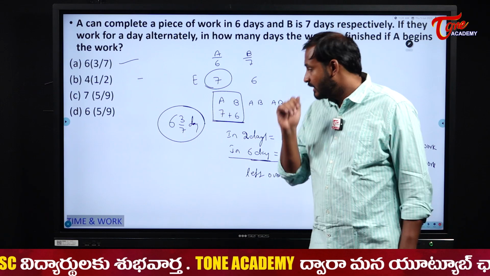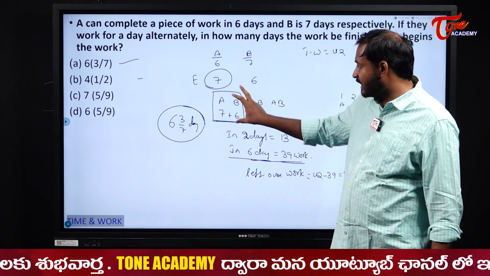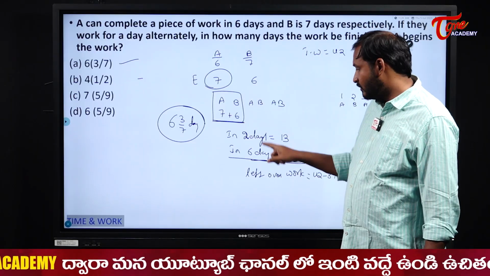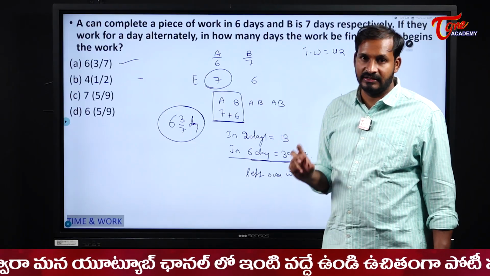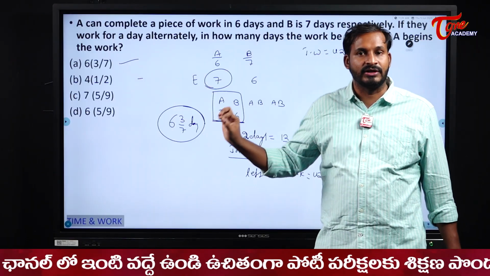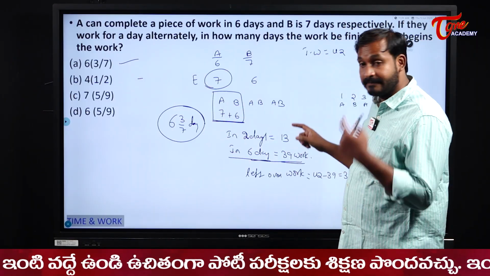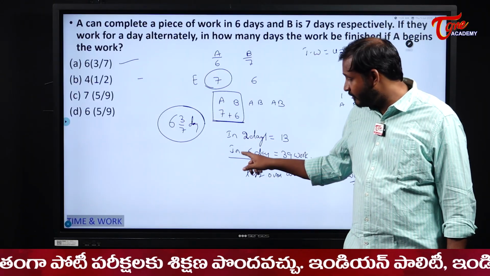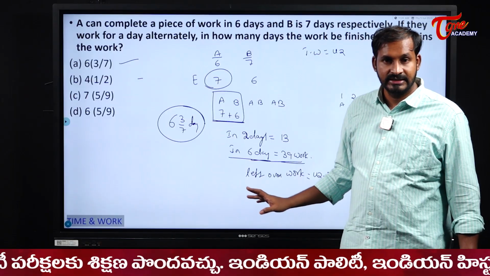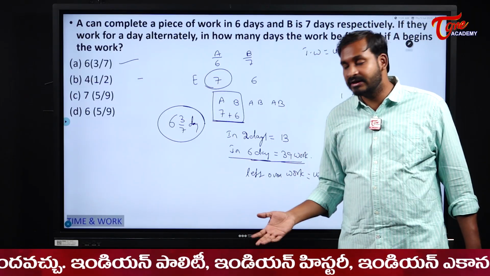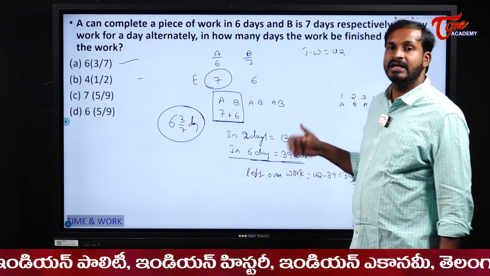See here students, instead of single ones, we will take them as a group. Why? Because the same group is working. So in 2 days, how much work will be done? 13 work. So check the multiple of 13 which is immediately less than 42. 13 threes are 39. So 39 work will be done in how many days? 6 days. This is not working together. These are working alternately. On the 7th day, who will work? Once again, A will work.